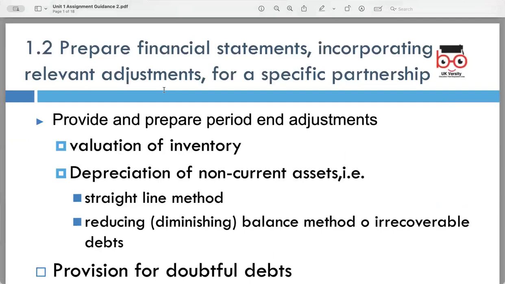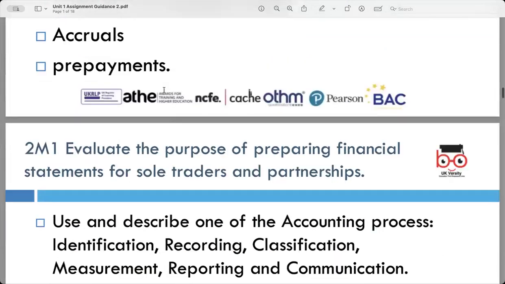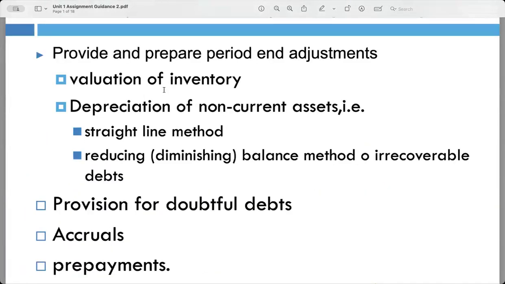Prepare financial statements for sole traders and partnerships. This is task one, preparation of financial statements for sole traders: income statements. This is the statement that shows the revenues and expenses and profit over a specific period.